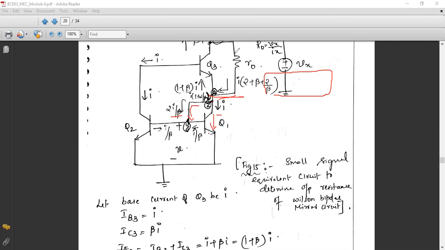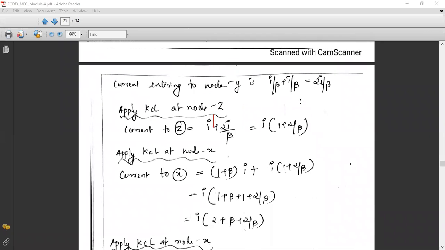2I by beta plus I. Very good. 2I by beta plus I. So if you write this, your expression will be I multiplied by 1 plus 2 by beta. So this is the current entering node Z, which is the sum of I, that is the collector current of Q3, as well as the 2I by beta, that is nothing but the outgoing current towards the terminal Y. So the expression for current entering node Z is equal to I into 1 plus 2 by beta.